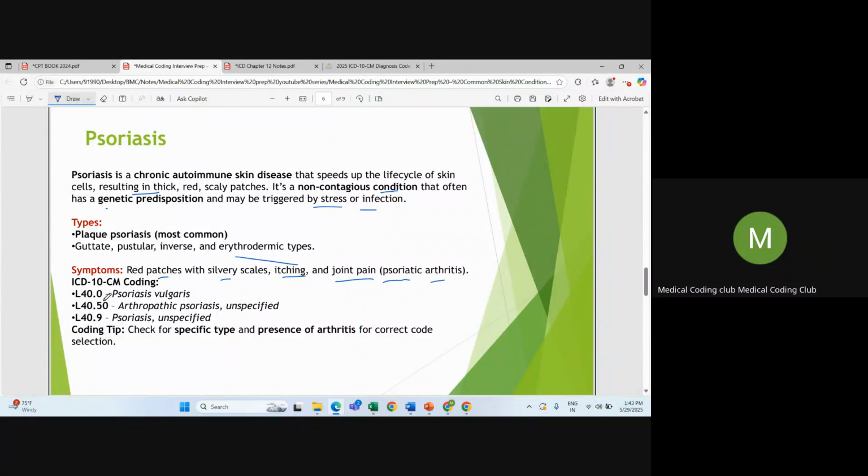And coming to ICD code classification, from the category L40 series, we have all the types of psoriasis. By reading the complete documentation, identify the type or the specification of the psoriasis, and accordingly you can select the ICD code.